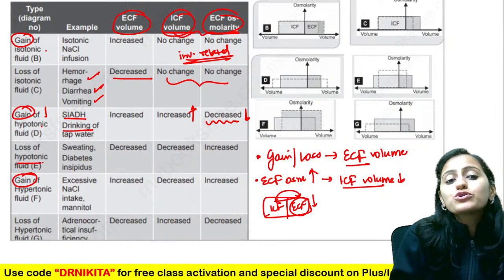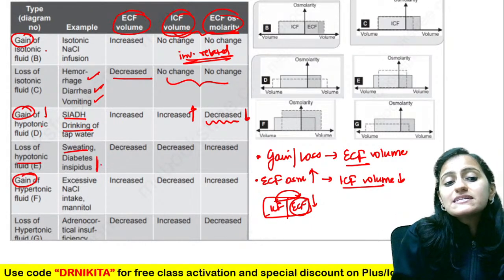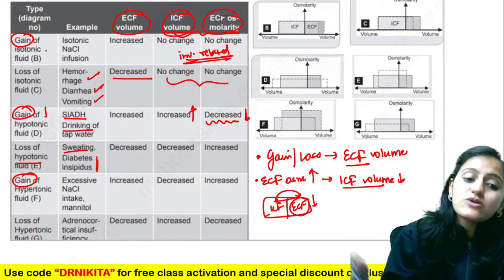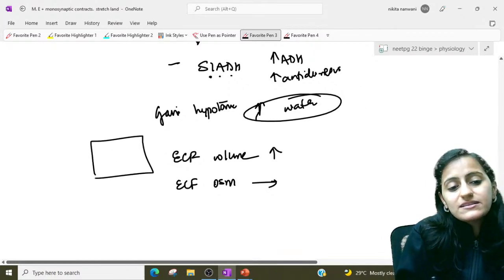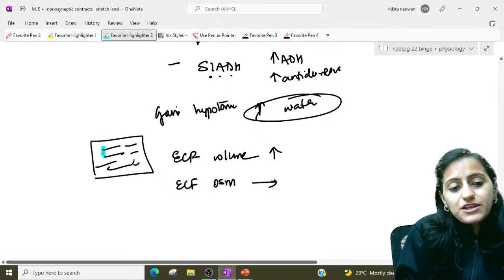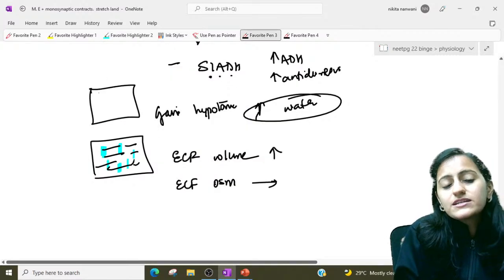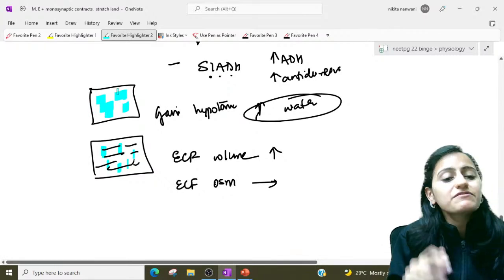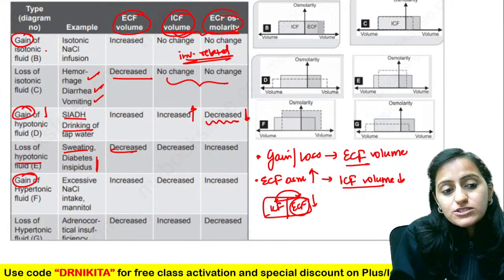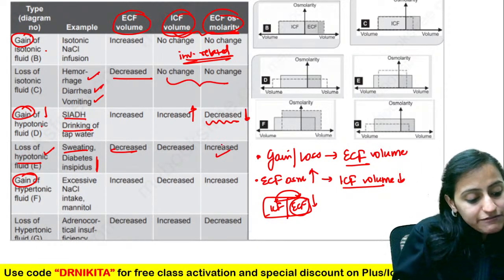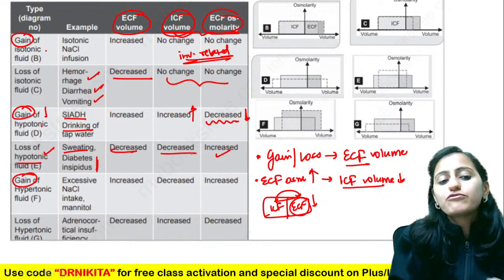What is loss of hypotonic fluid? Remember sweating. In sweating, it is water which is going out, hypotonic. Diabetes insipidus, the opposite of SIADH, water going out, there's a lot of diuresis. ECF volume decreases because we are losing water. Imagine that this is the ECF. You have water in it and you have the salt in it. If you are losing the water, that is the black part, what remains in the ECF is only the salt. That means the osmolarity is increasing. So loss of hypotonic fluid will increase the ECF osmolarity. If the ECF osmolarity is increasing, the ICF volume decreases, opposite.